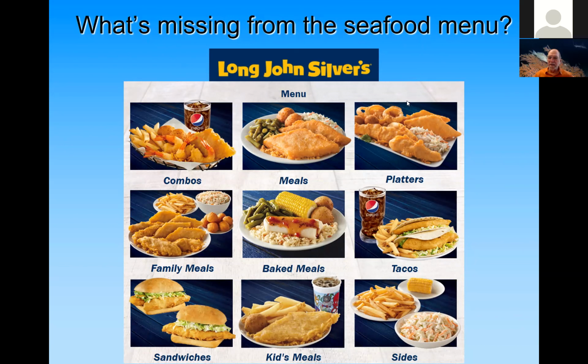So if we go to Long John Silver's, which you might think of as a seafood restaurant, and look at what's actually being offered, most of what's being offered are shrimp. Well, shrimp are farm raised for the most part, catfish, and then other things that are sort of fish-like, and you don't know exactly what they are.